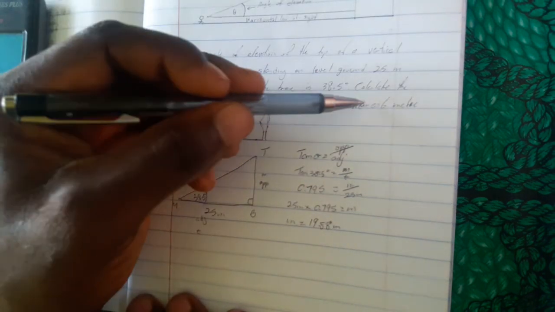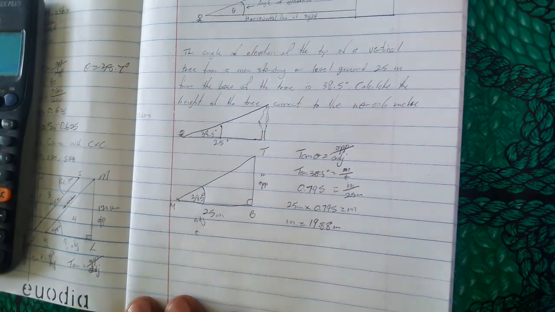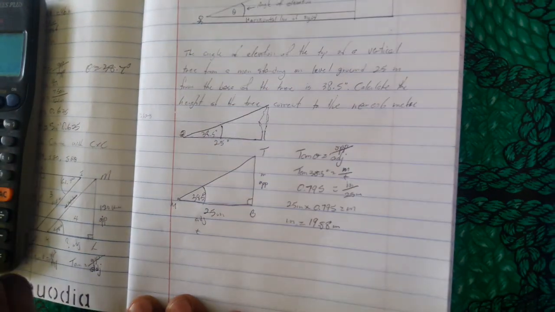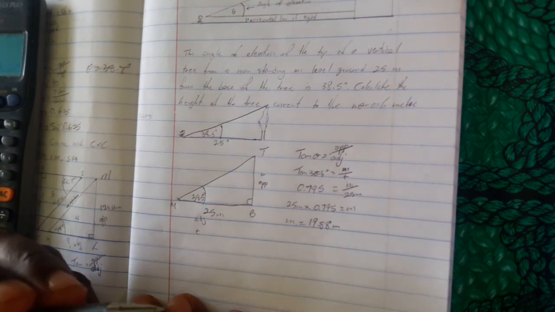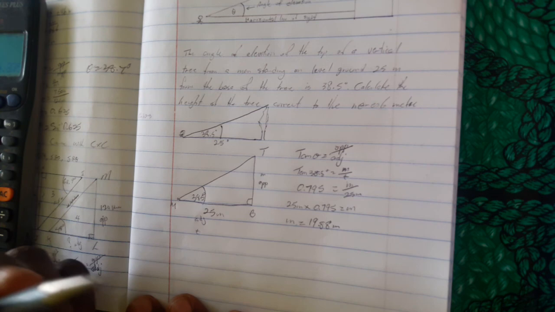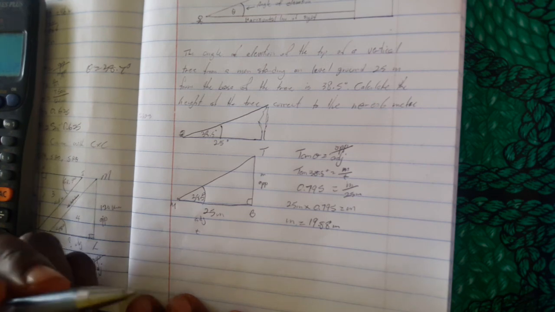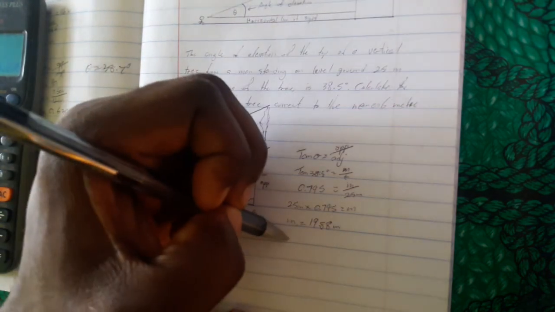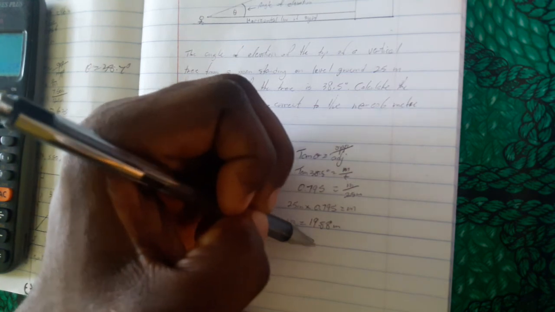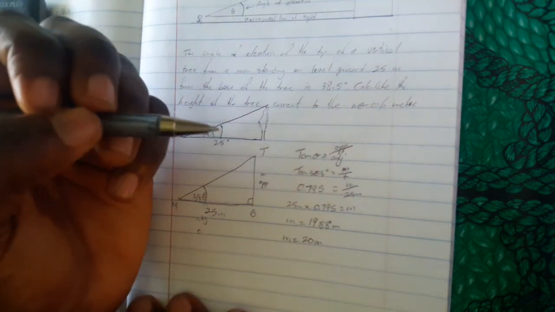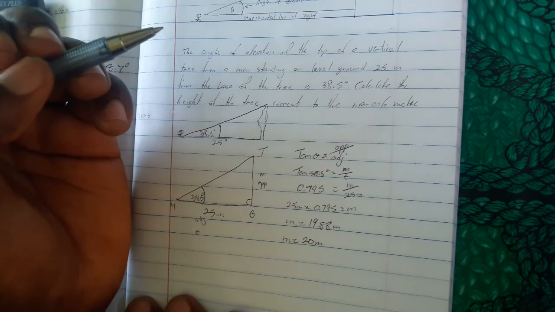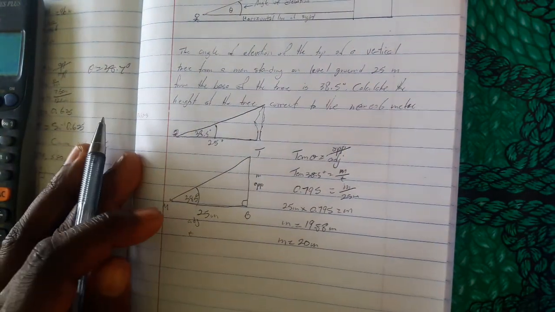So they said correct to the nearest meter. When I finish solving my question, what I normally do is read the question again to make sure I did whatever I was asked to do. So first things first, I read the question twice carefully, and then I solve the question, and then I go back and read the question to make sure I did what I was asked to do. So to the nearest meter, it's 20 meters.